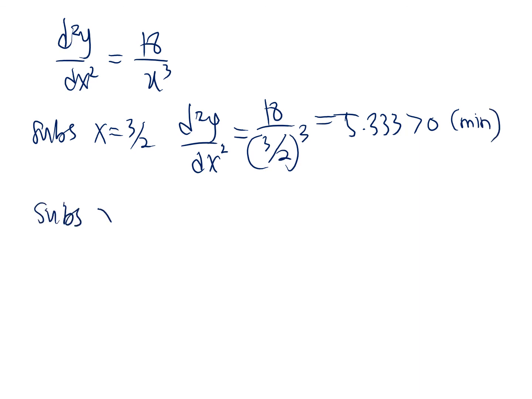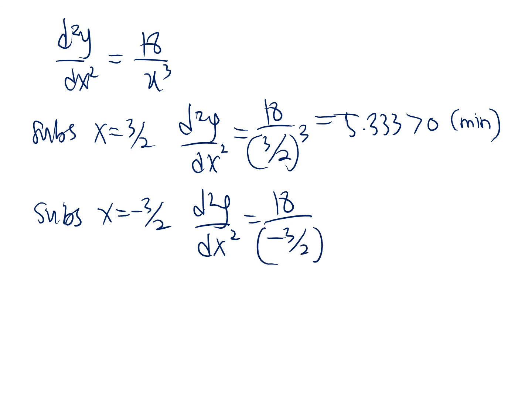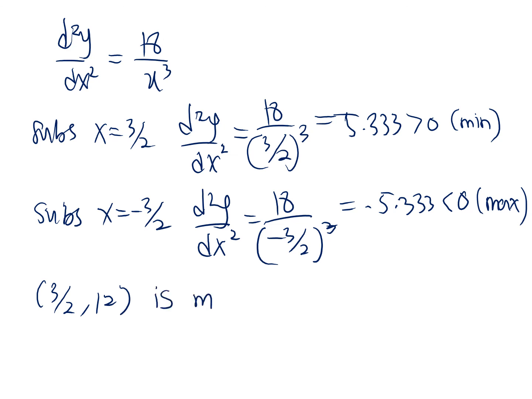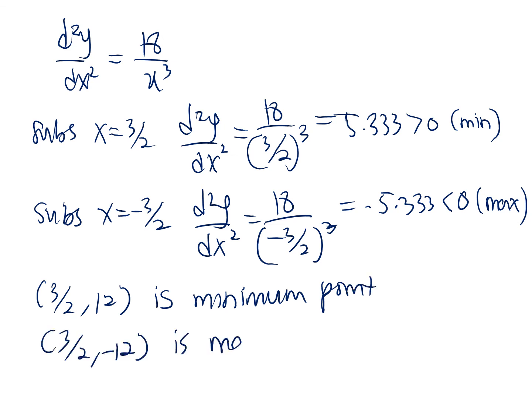Then we substitute x equals negative 3 over 2 into the second derivative. So we will have negative 5.333, which is less than 0. So that means it is a maximum. So we bring together the points: (3/2, 12) is a minimum point, while (negative 3/2, negative 12) is a maximum point.